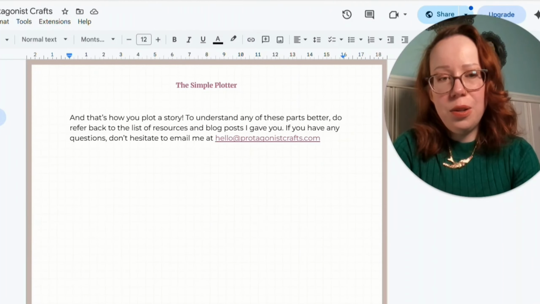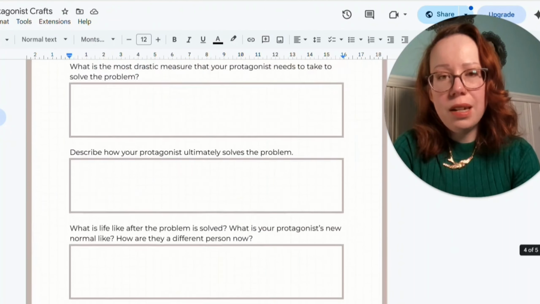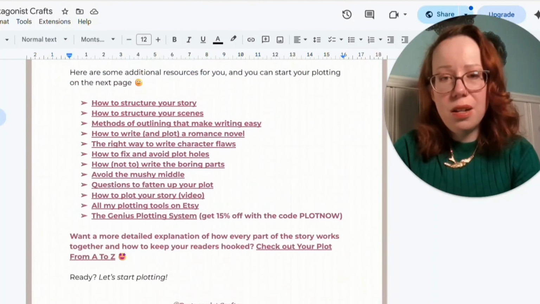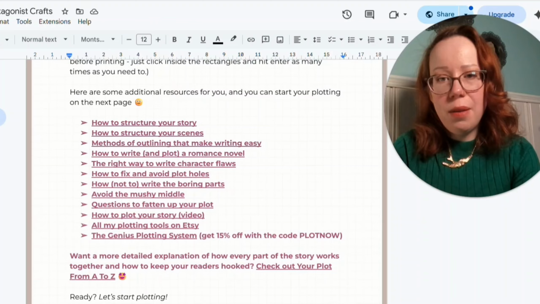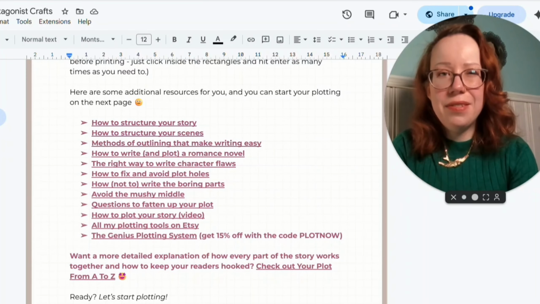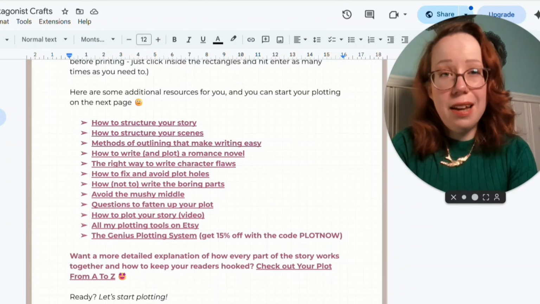So yeah, that is how you plot a story. And if you want to understand any of these bits better, then do check out the extra material I've given you there. And that's how you plot a novel. Do you have to do it in one day? Of course not. It's good to mull over these things, but you could. And yes, your plot could have a lot more detail than this, but I wanted to make this free tool easy to approach. And if I started talking about everything that I know about plotting, that would be hundreds and hundreds of pages. So let's not go there.